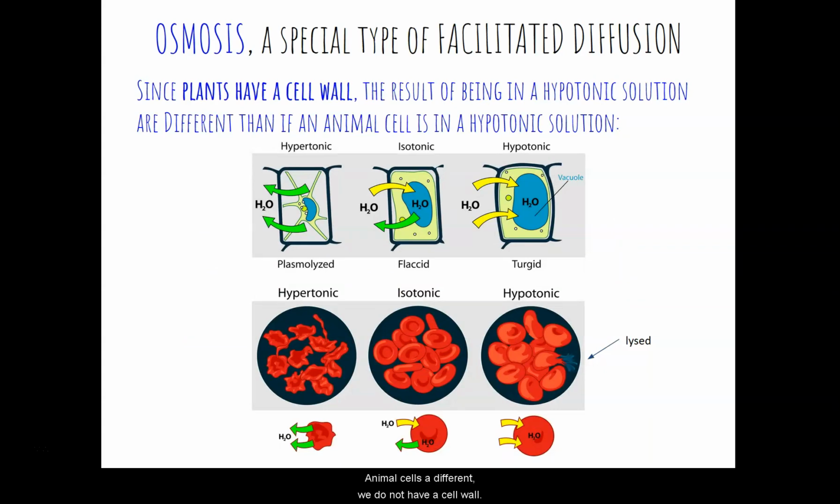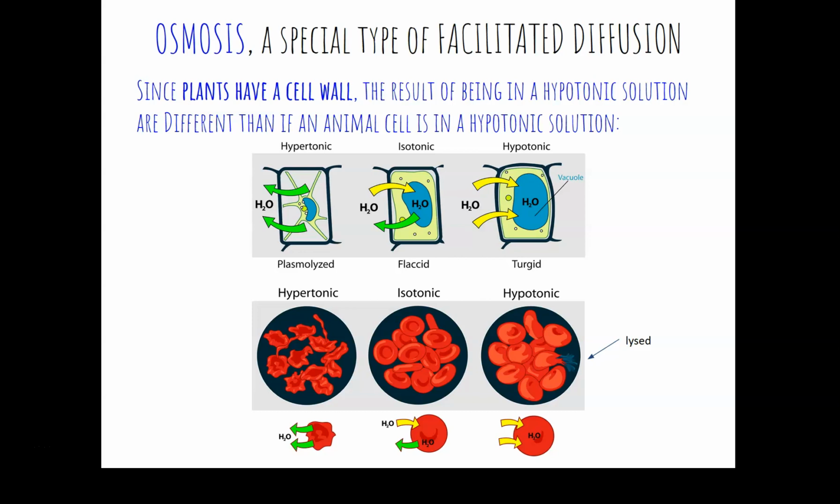We do not have a cell wall. And so if you put an animal cell into a hypotonic situation where there's pure water on the outside and water is moving into the cell, it will start swelling and swelling until it reaches a pressure point and it bursts, because it doesn't have that cell wall to hold it in. And we call that lysis. So if you were to inject pure distilled water into your veins, your red blood cells would explode. That's not good.